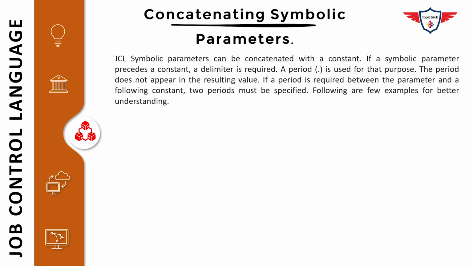A JCL symbolic parameter can be concatenated with a constant, and a delimiter is required if a symbolic parameter precedes a constant. And remember, the period does not appear in the resulting value. If a period is required between the parameter and a following constant, then you need to specify two periods. Now let's look at a couple of examples so that you can have a good understanding of how you can concatenate the symbolic parameters. Now let's look at the following table.